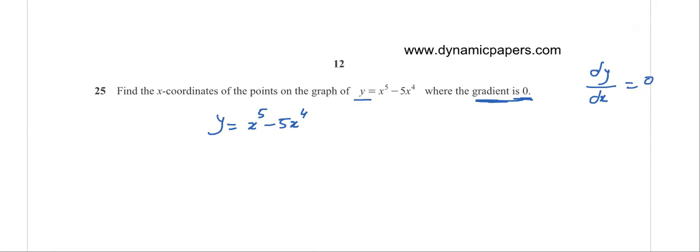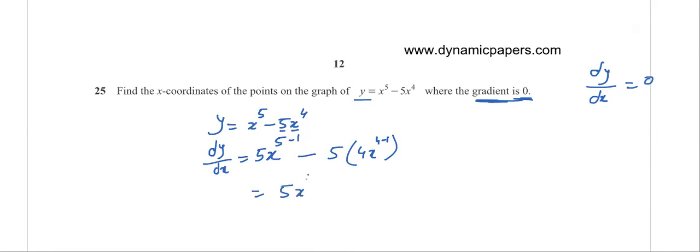How do we find the derivative? The complete topic of derivative we took. The power rule will be applicable. For example, the derivative of y will be dy over dx. Apply the power rule, bring the power down, and subtract 1 from the power. It will be 5 minus 1. Minus this constant, as it is, times apply the power rule on this one also. Bring the power down and subtract 1 from the power. So what will that become? 5x to the power 4 minus 20x to the power 3. This is dy over dx.